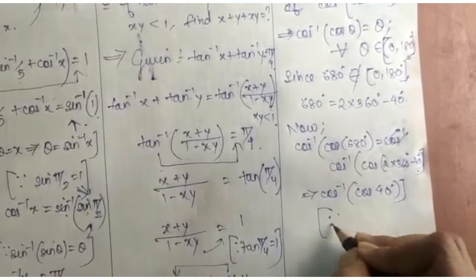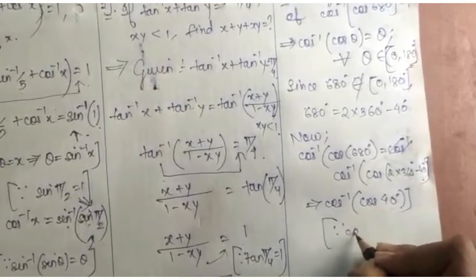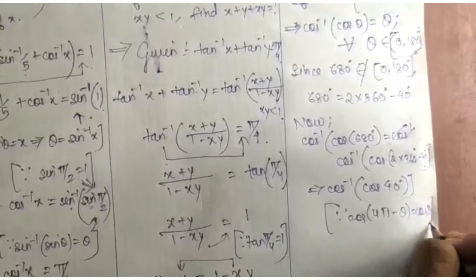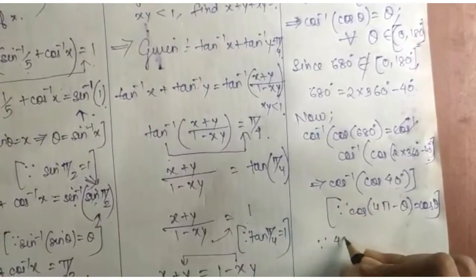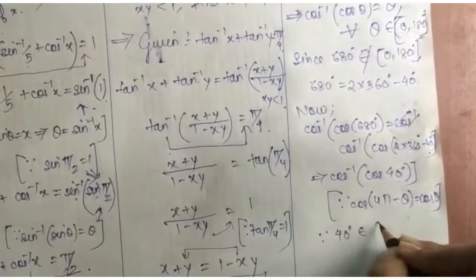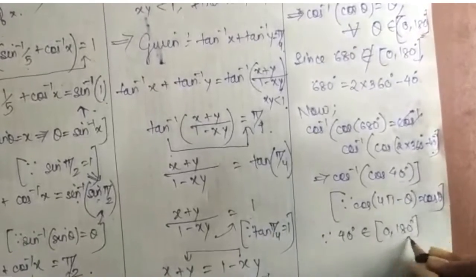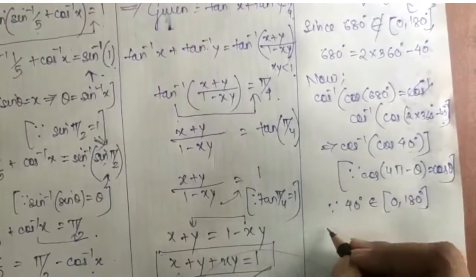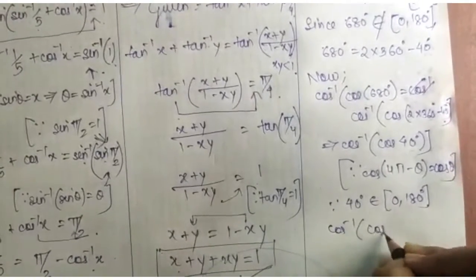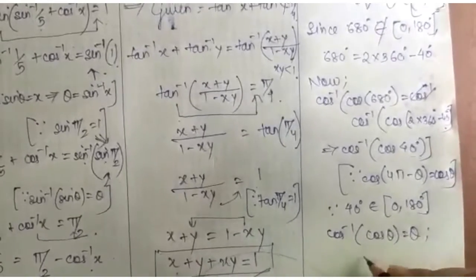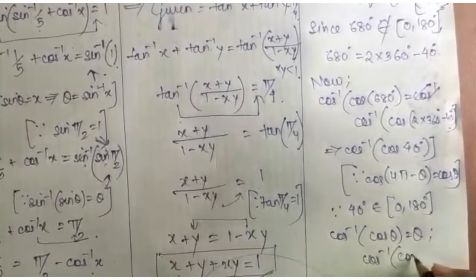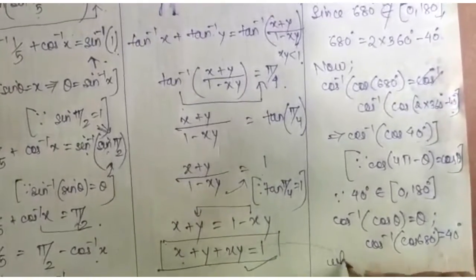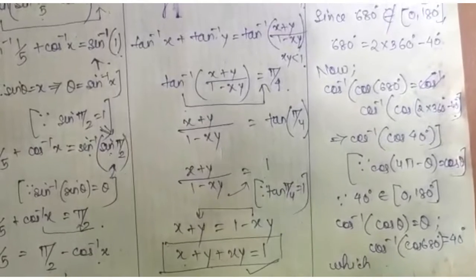How does this become only cos 40? Since cos of 4 pi minus theta is equal to cos theta. And therefore, 40 degrees belongs to the range of 0 to 180 degrees. Yes, it lies between 0 and 180 degrees. Hence, we use cos inverse of cos theta is equal to theta. We know that. So, therefore, cos inverse of cos 680 degrees is equal to 40 degrees, which is the required principal value.